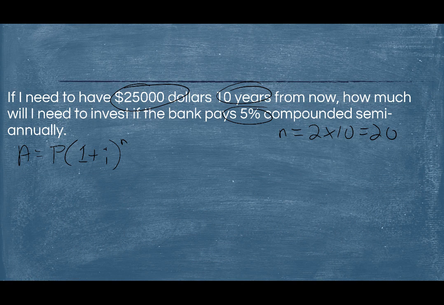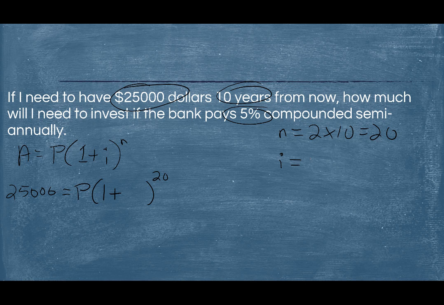Let me restart this. So what makes this question different is I need $25,000. I want to know how much I've got to put into an investment now so that I get $25,000 in 10 years. So over here, I'm going to have 1 plus the interest rate to the power of, now I know it's 20. Now, what about that interest rate?